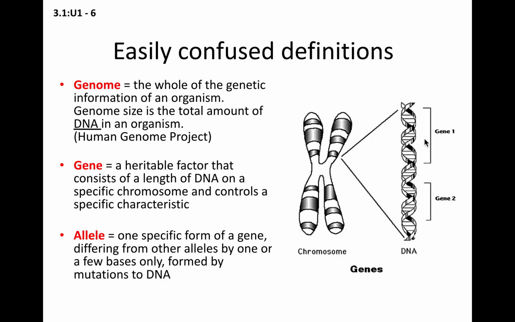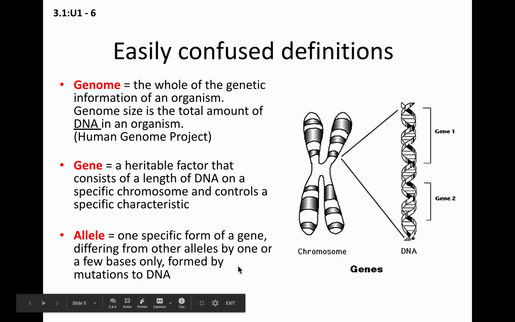So they both code for a different trait in your body. An allele would be a specific form of a gene. So it's different from other alleles by usually only a few bases. So for example, when I say bases, I'm talking about A's, T's, G's, and C's.